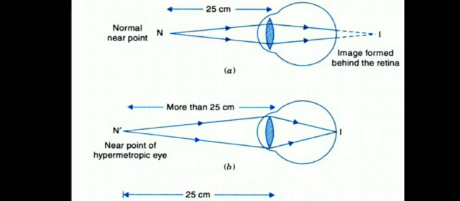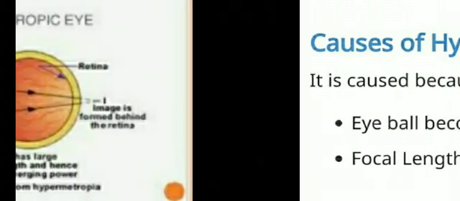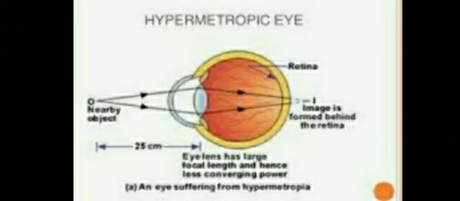Students, do you know what are the causes of hypermetropia? Hypermetropia is also caused due to two reasons. Number one, shortening of curvature of eye lens. That means eye lens becomes less curved and becomes more thin and long, due to which focal length is increased and a person is unable to see nearby objects. And second reason is shortening of eyeball, due to which image is formed beyond the retina.